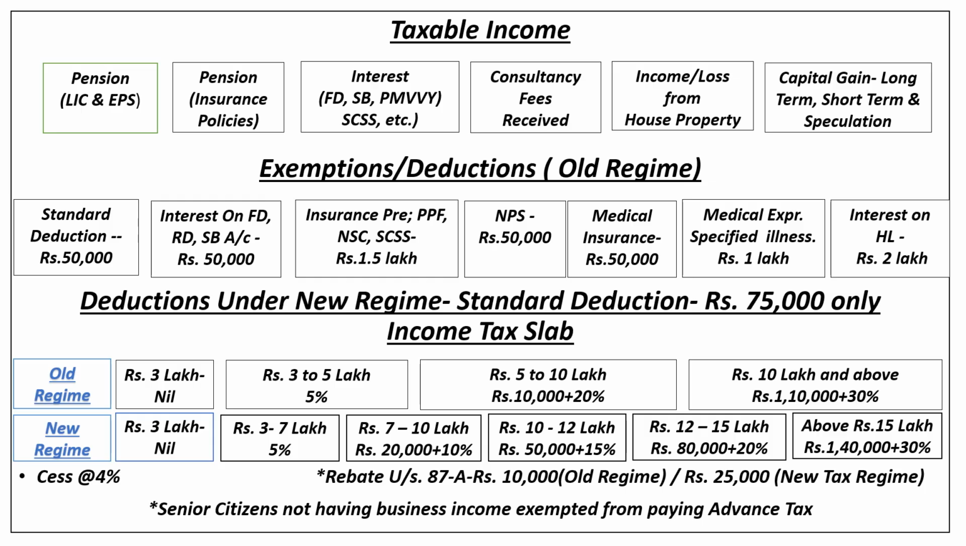Income tax slab under the old regime: up to 3 lakhs nil, from 3 to 5 lakhs 5%, from 5 to 10 lakhs 10,000 plus 20%, from rupees 10 lakhs and above 1 lakh 10,000 plus 30%. New regime: rupees 3 lakhs nil, rupees 3 to 7 lakhs 5%, rupees 7 to 10 lakhs rupees 20,000 plus 10%, rupees 10 to 12 lakhs of income rupees 50,000 plus 15%, income from rupees 12 to 15 lakhs 80,000 plus 20%, above rupees 15 lakhs rupees 1 lakh 40,000 plus 30%. Cess is applicable at the rate of 4%. Rebate under section 87A is allowed for 10,000 rupees under the old regime and rupees 25,000 under the new tax regime. Senior citizens not having business income are exempted from paying advance tax.